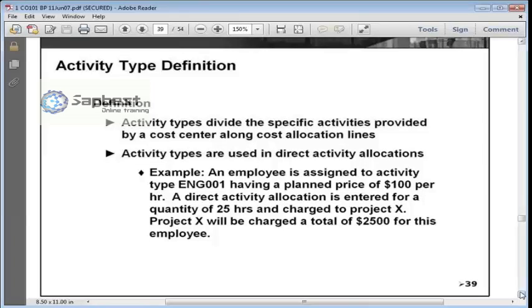An example is an employee assigned to an activity type, per hour. A direct allocation is entered for 25 hours and charged to project X, and project X will be charged $2,500. It took him 25 hours at a rate of $100 per hour, so the cost would be $2,500. Even though you paid the person $2,500, it breaks down what the cost per hour is. So you can look at a Toyota, for example: am I paying overtime for my employees to assemble a car? How long does it take me to assemble one car?